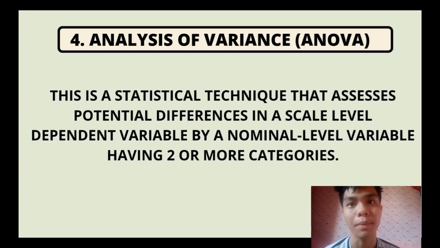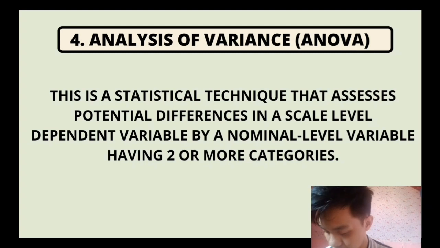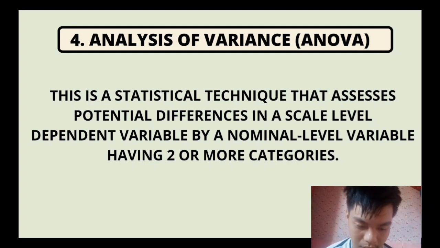Let's move on to the next topic. We have the analysis of variance, or ANOVA. ANOVA is used to analyze the difference among means. This is a statistical technique that assesses potential differences in a scale-level dependent variable by a nominal-level variable having two or more categories.